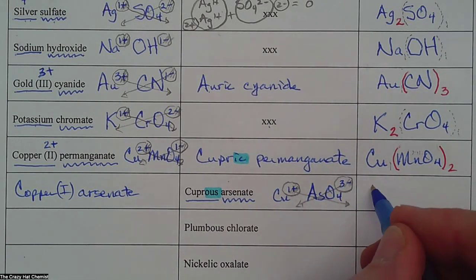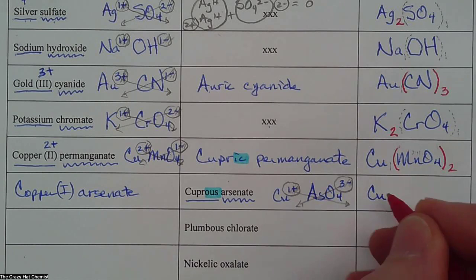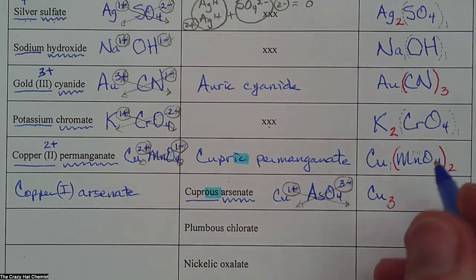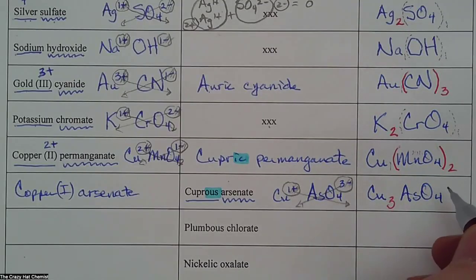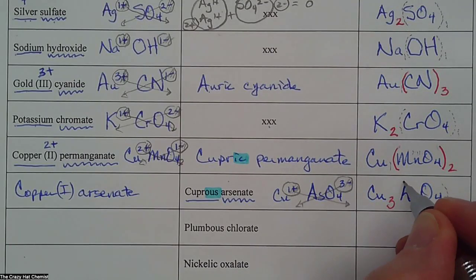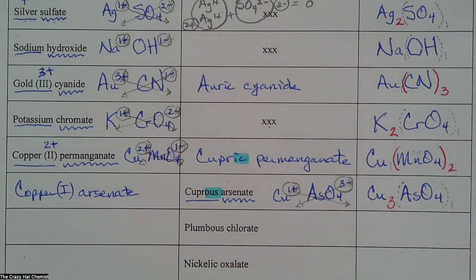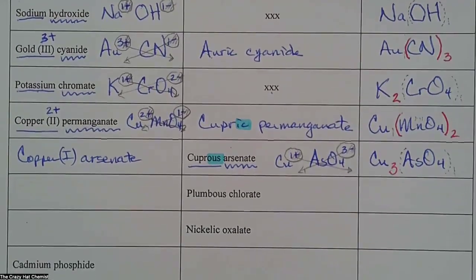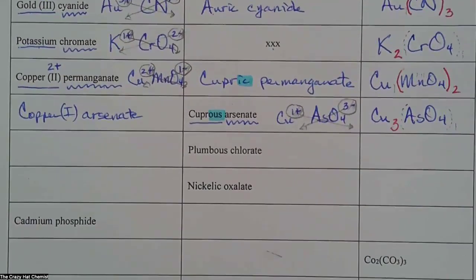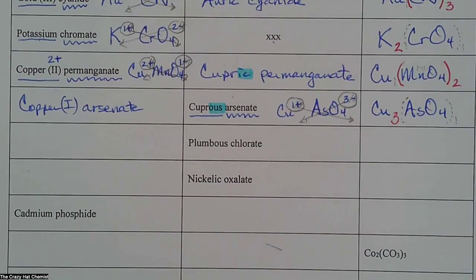So I will have the formula of Cu3 and then AsO4 in parentheses and a 1. And again, remember, you are not writing that parentheses or the 1. It is there, like imagine it, but it is not there. So let's scroll this up a little bit more so that we can get some more done on this.